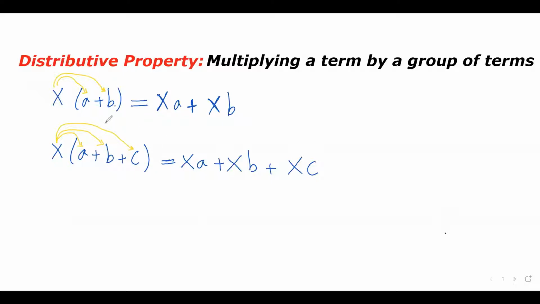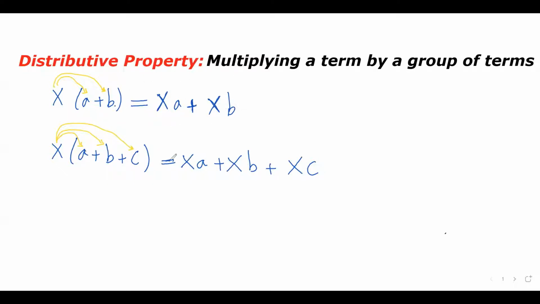So look at this first line, x bracket a plus b. So we are multiplying x, which is a term, by another 2 terms, a plus b. So we have to distribute this x into this bracket. That means we have to multiply the x by each term inside the bracket. So x times a, xa, plus x times b, xb. So we call this distributive property.